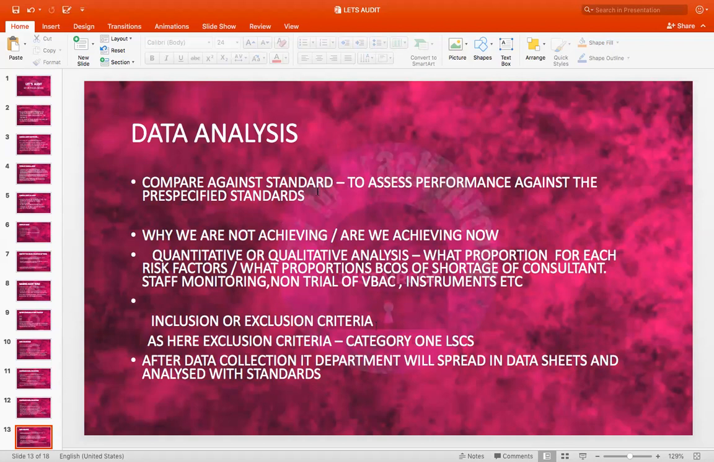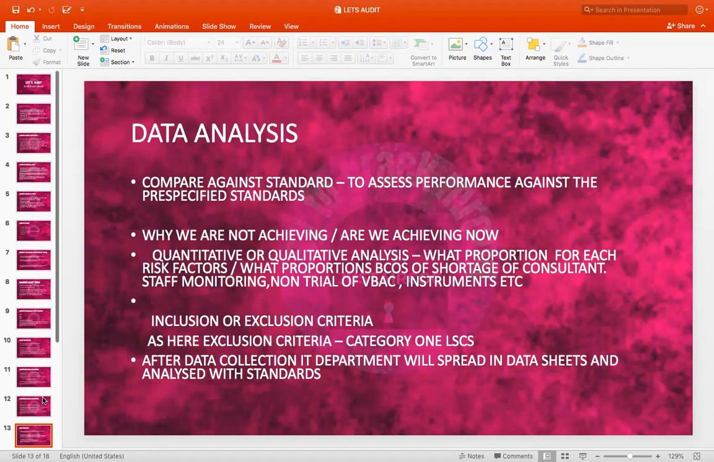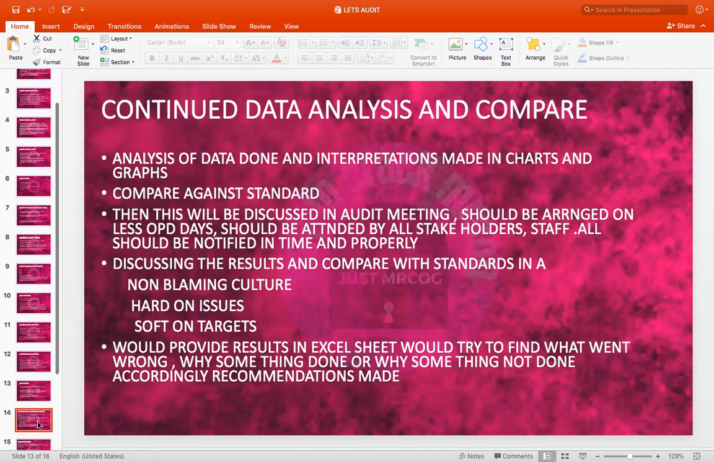Why we are not achieving target? Again, a buzzword. Quantitative, qualitative analysis, you have to mention this, a buzzword. Inclusion or exclusion criteria, again, a buzzword. Then the IT department spreads in data sheets and analyzes with standard, again a buzz line, you have to utter this. After that, continue data analysis and compare. So here I mixed 2 steps, data analysis, then compare with standard. Analysis of data done and interpretation made in chart and graphs, that I told you.